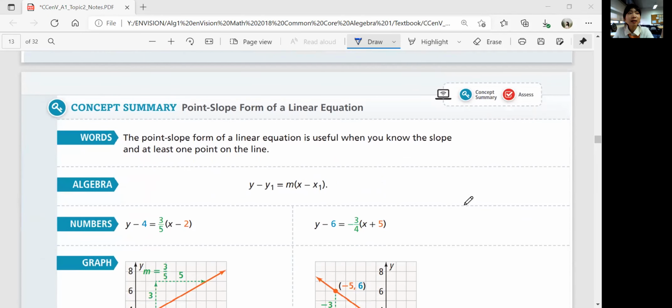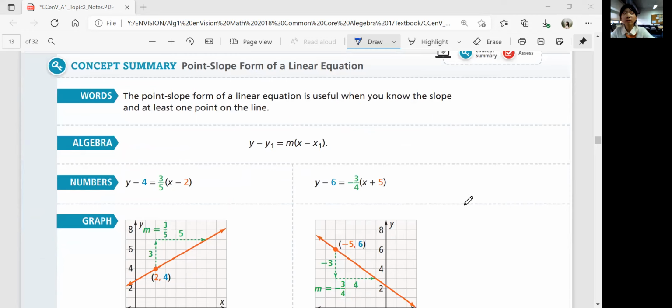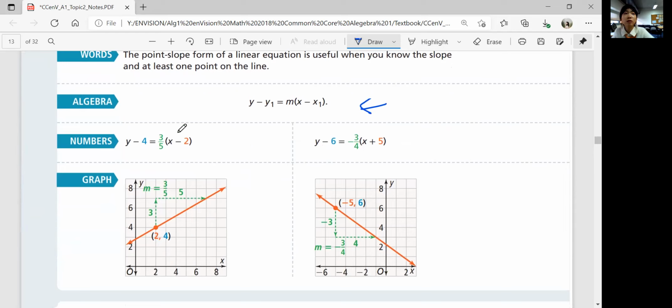All right, so let's summarize the lesson. What did we learn today? The point-slope form of a linear equation. The point-slope form is useful when you know the slope and at least one point on the line, and it looks like this in algebra. If you plug in some numbers, you have some examples. (2, 4) is a point, and you have a slope of 3/5. So that is your slope, and that is the y value of your point, any point, and that is the x value of that same point.